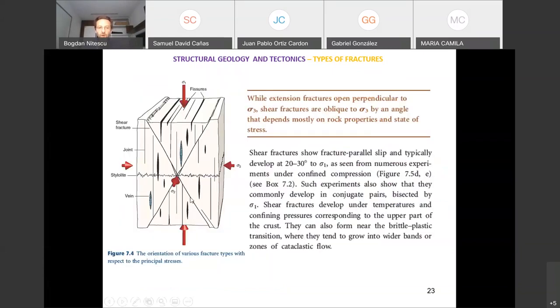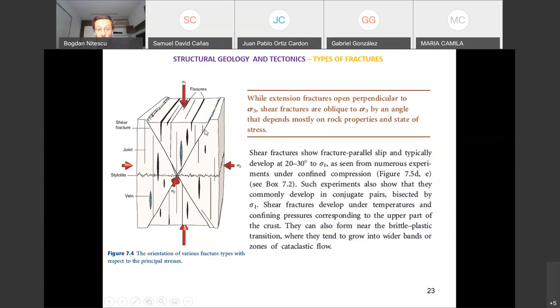All right, so when we look at the types of fractures, you can see the principal directions of stress applied to a volume of rock. We can have these fractures that open perpendicular to sigma 3, these ones. And you can have these oblique fractures that are shear fractures. What is interesting is that these shear fractures develop at 20 to 30 degrees relative to sigma 1. That means more or less 60 to 70 degrees relative to sigma 3.